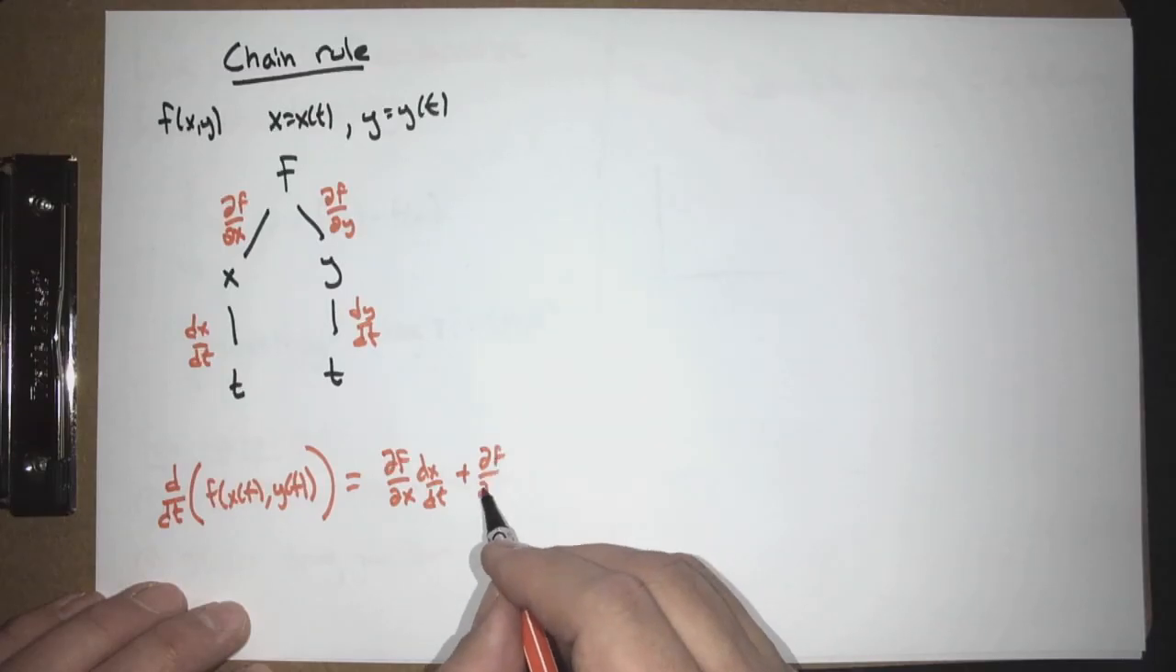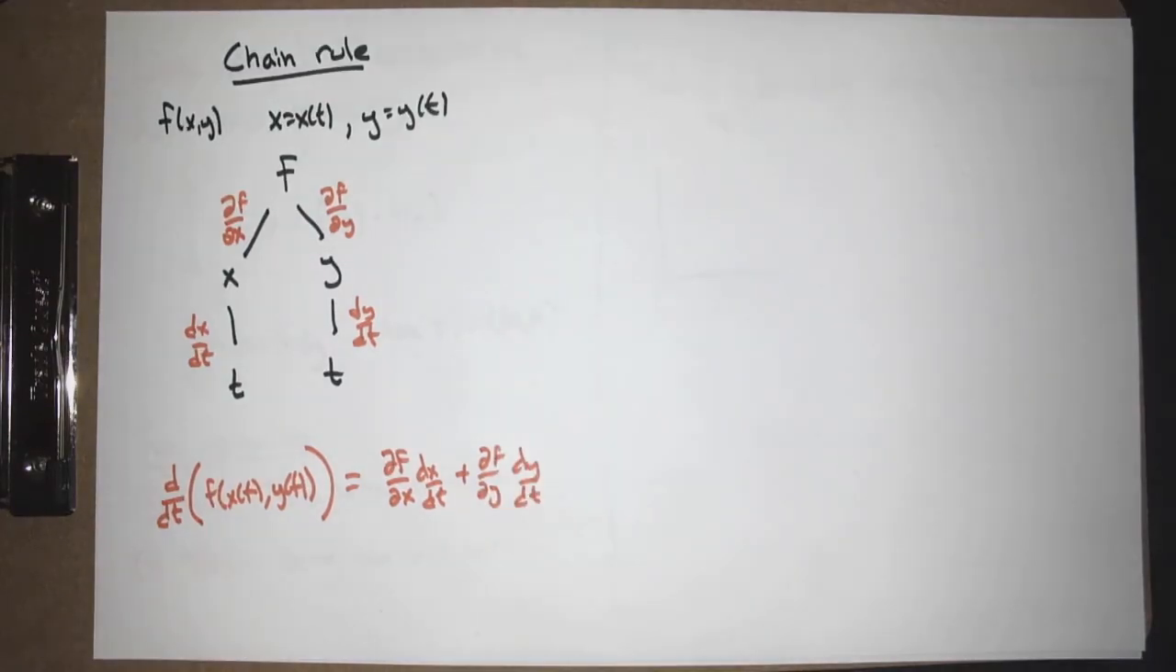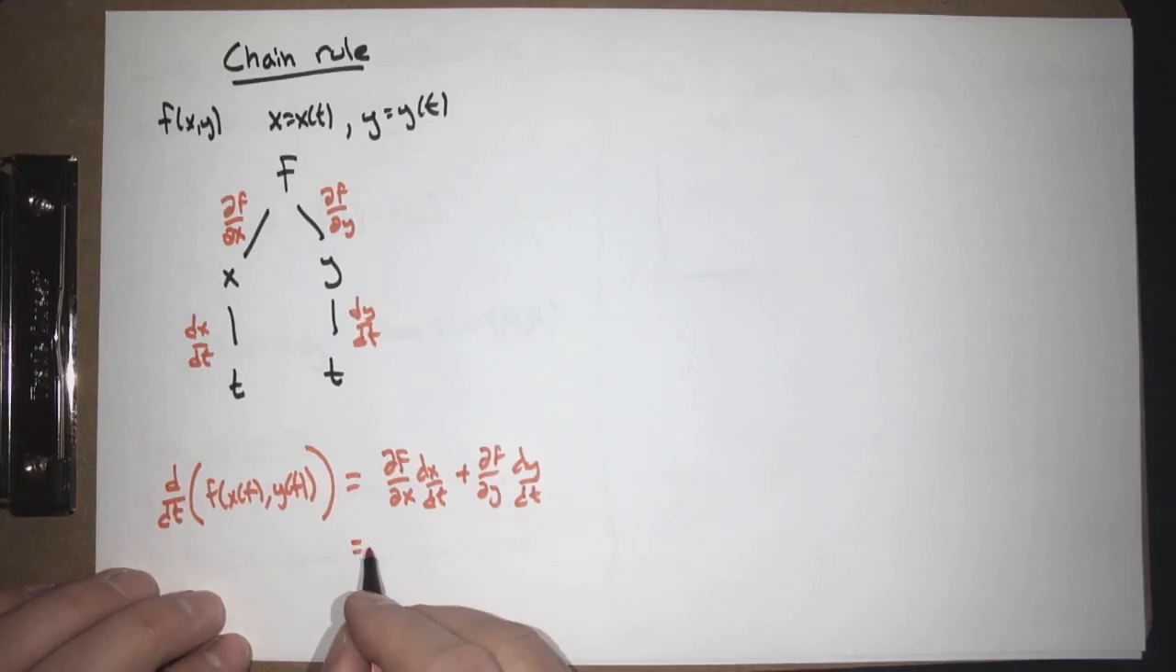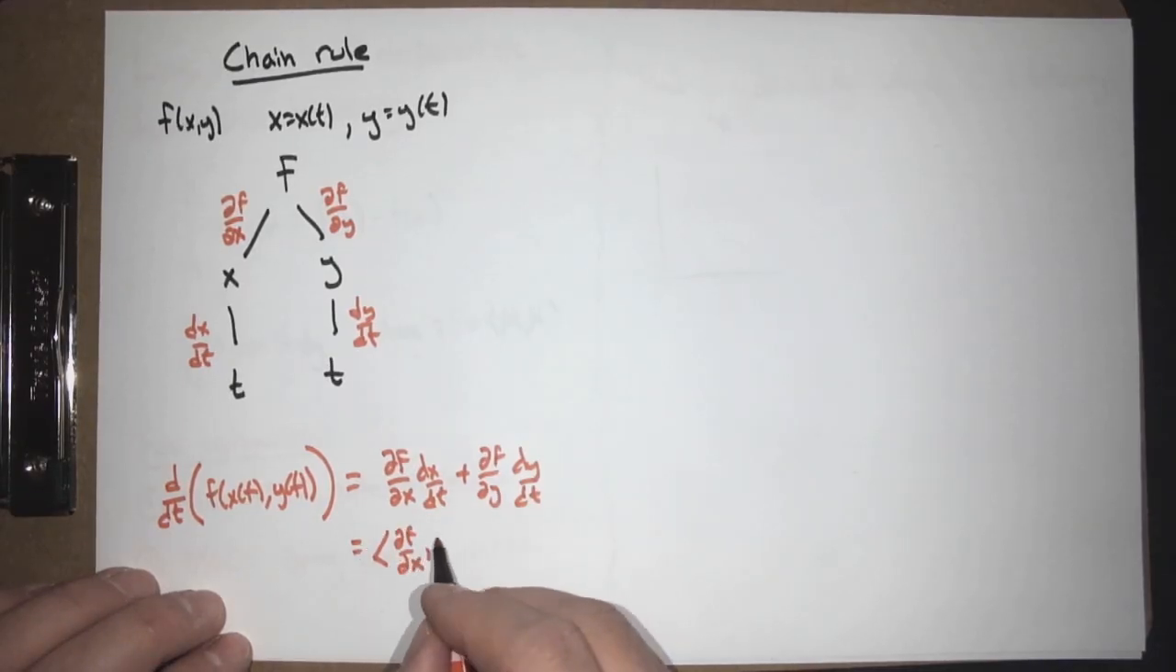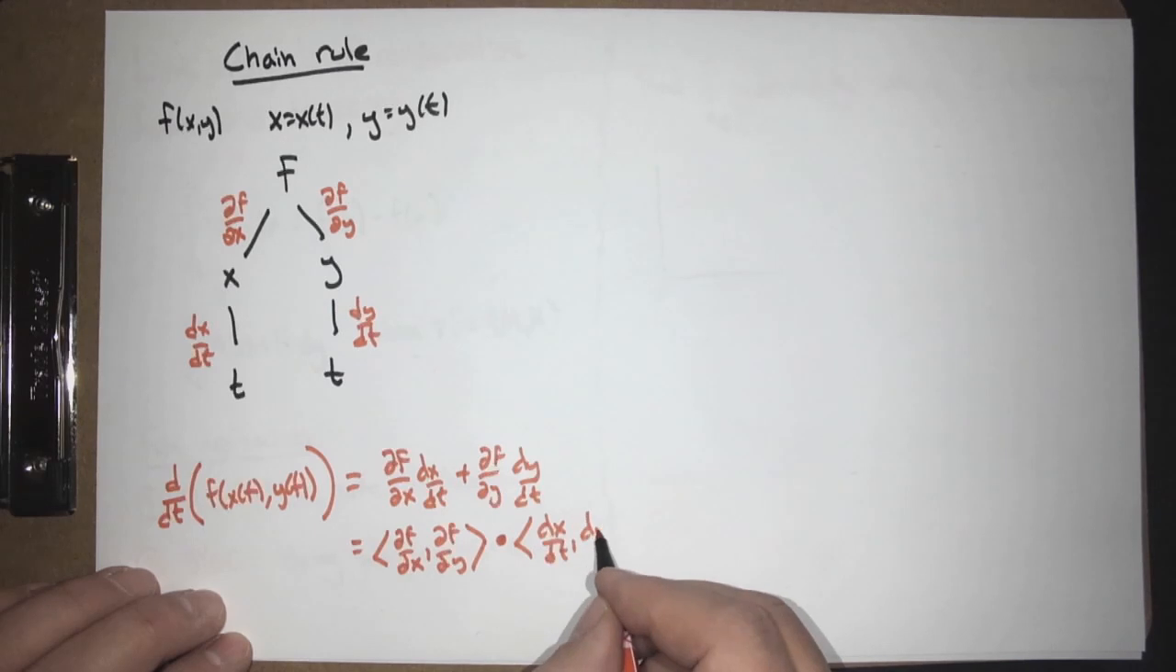Okay, cool. Nice. Well, okay. Well, what's that? Well, one way to think of this is your partial f, partial x, comma, partial f, partial y, dot, dx dt, dy dt.